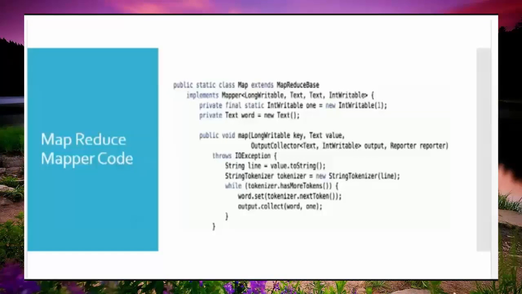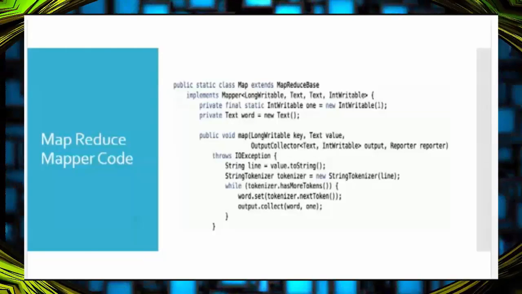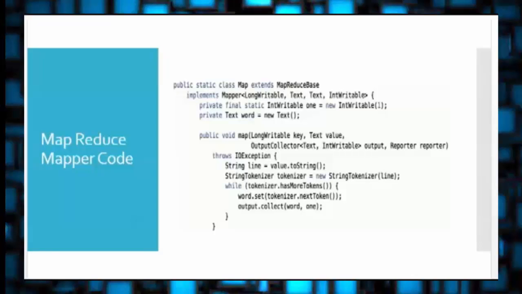Then we have a String line = value.toString. And then here we have an interesting utility class, StringTokenizer. We create an instance of it against the line. So what does this do? This is one of the utilities in the MapReduce API that breaks down words.